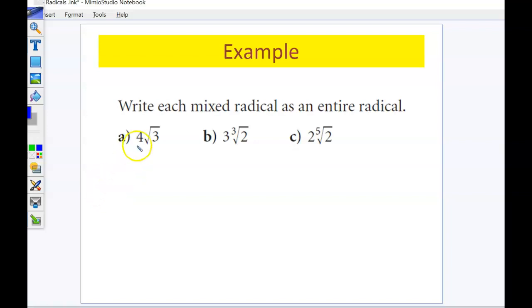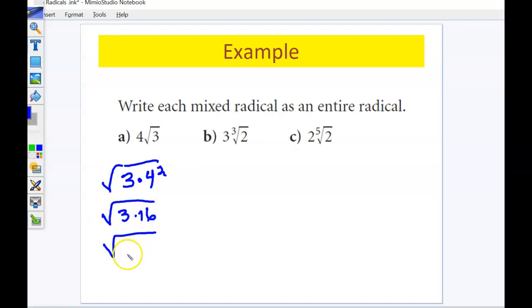So if we're going to write 4 root 3 as an entire radical, here's all we do. I leave the 3, and I bring in a 4, and I raise it to the power of whatever the index is. The index here is 2. So therefore, this is going to be 3 times 16, which is going to be root 48. So root 48 is the entire radical of 4 root 3.